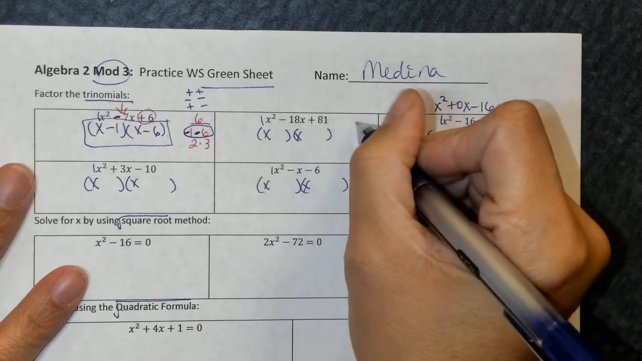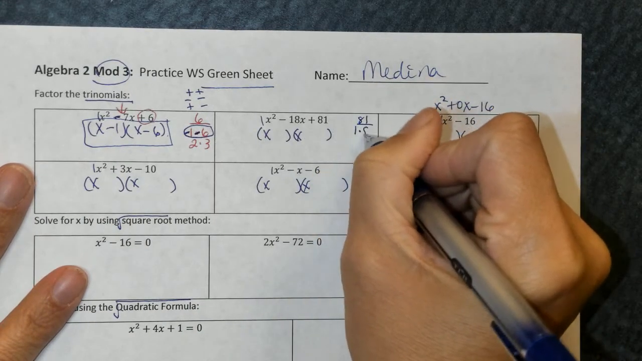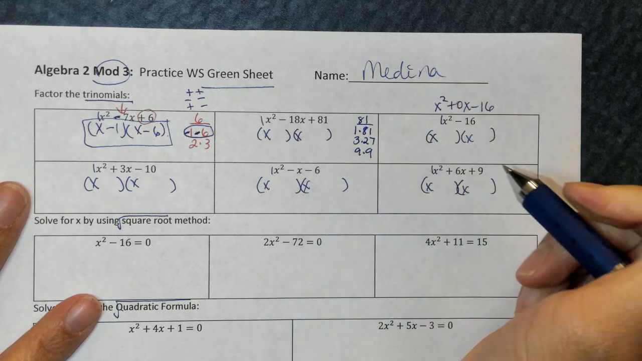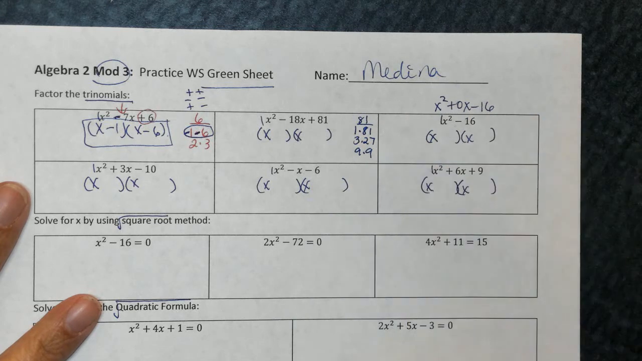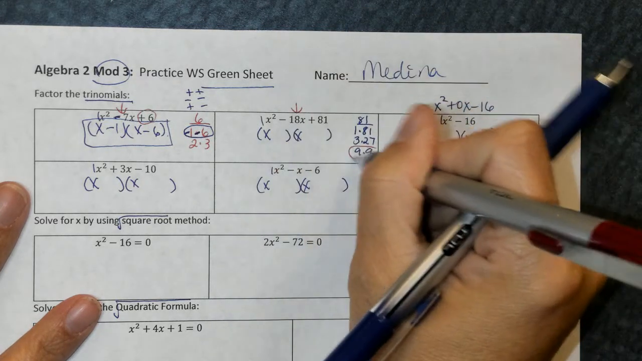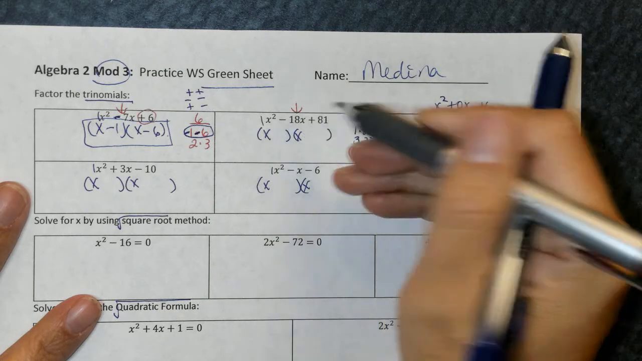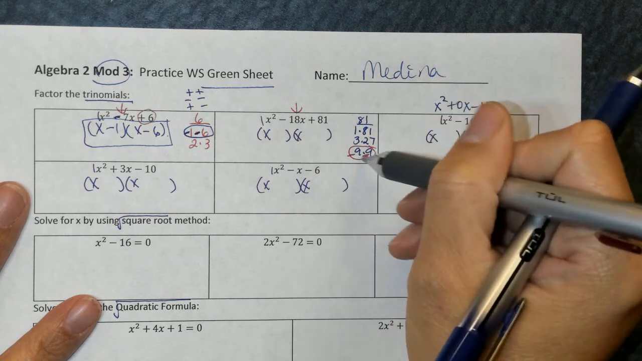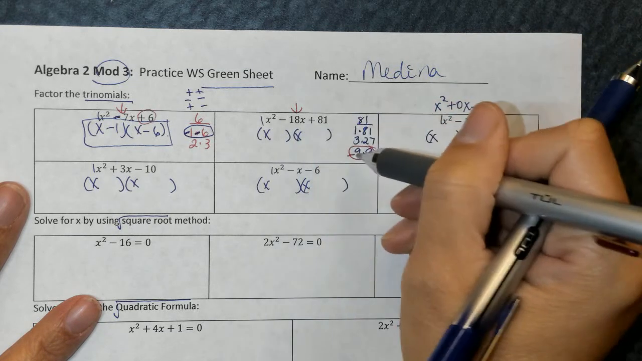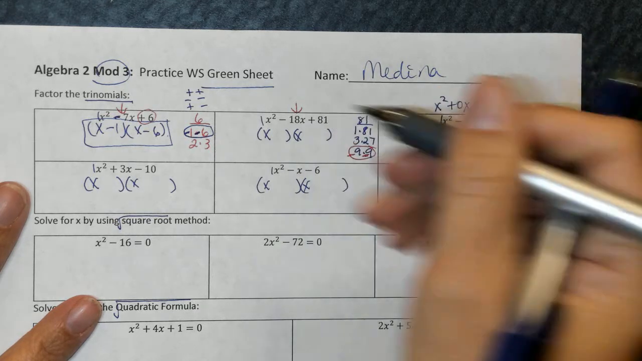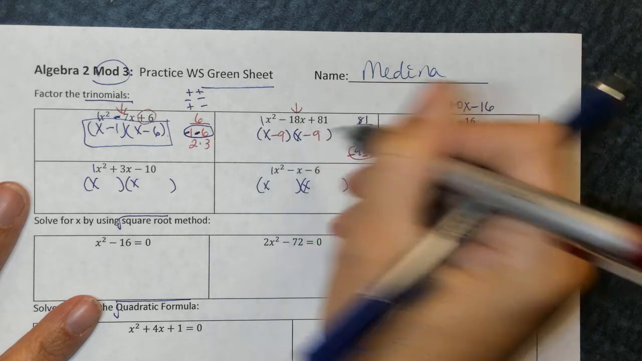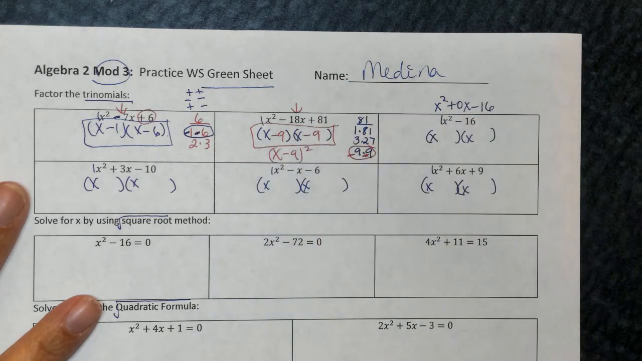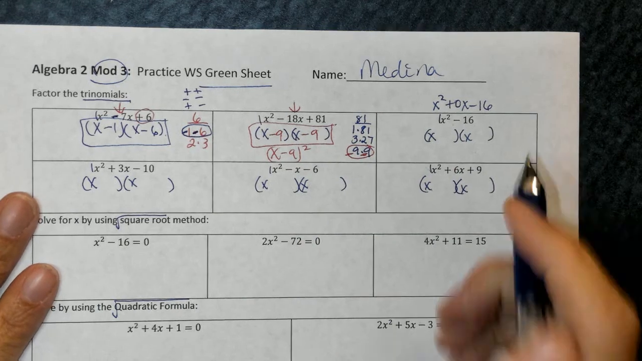All right, this one, 81. Let's see, 81 is 1 times 81, 3 times 27, 9 times 9. Which one of these pairs can I add or subtract to get this middle number right here, 18? Obviously, 9 and 9. Now I need it to be negative 18, so they're not plus plus, but both minus minus. If I add negative 9 and negative 9, it's a negative 18, and if I multiply a negative times a negative, it becomes positive. So x minus 9, x minus 9. You can leave it like this, or you can rewrite it to look like that as well. Okay, same thing.